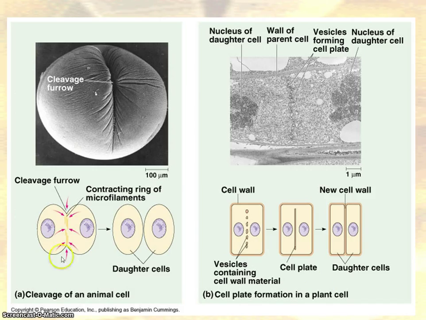And then here are some pictures. You have this cleavage furrow forming. You can kind of see that. You can see this through the electron microscope of the cleavage furrow forming. For the plant cell, you can see the cell plate forming there with the cell wall. But the same thing is happening in both.